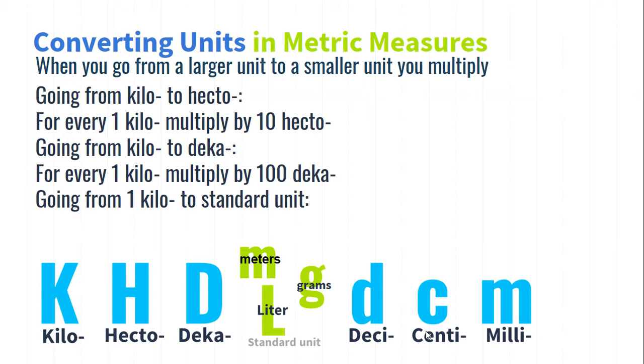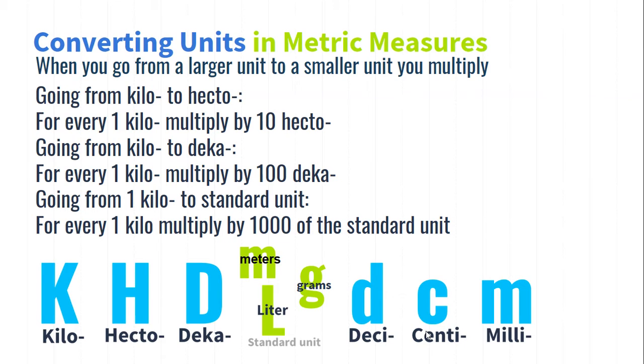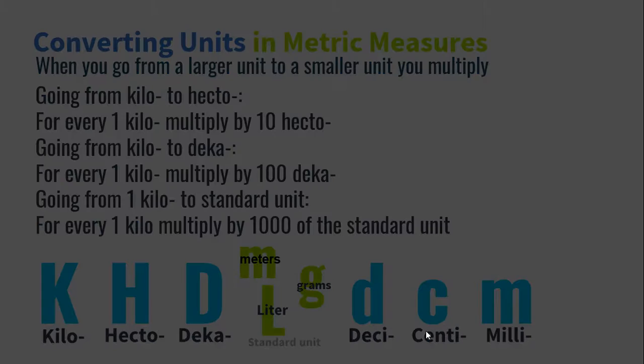Going from kilo to the standard unit, there are 1,000 of whatever our standard unit is. There's 1,000 of those standard units for every 1 kilo. So we're going to multiply by 1,000.